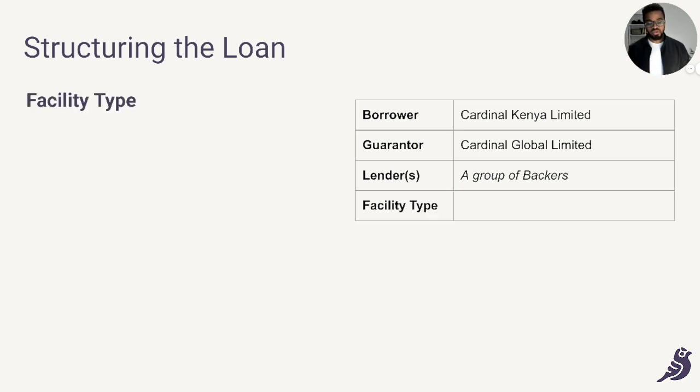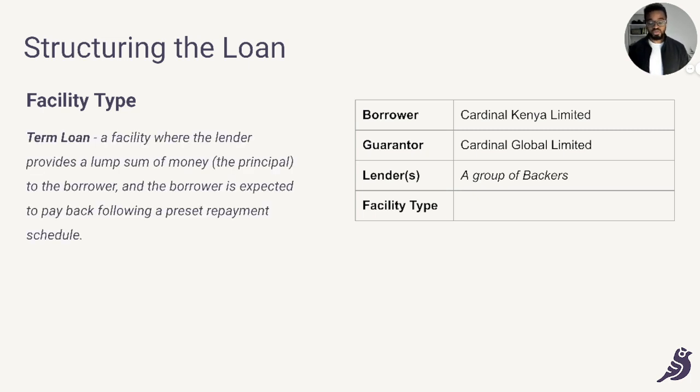We also decide on the type of facility we're structuring. In our dealings, this typically takes one of two forms. The first of which is a term loan. A term loan is a facility where a lender provides a lump sum of money, known as the principal or the facility size, to the borrower, and the borrower is expected to pay back following a predetermined repayment schedule. I talk about repayment schedules in more detail later on in this video.